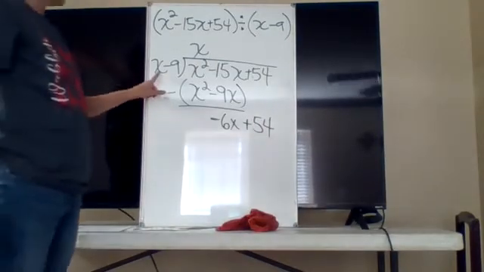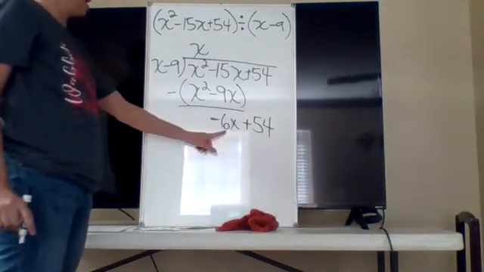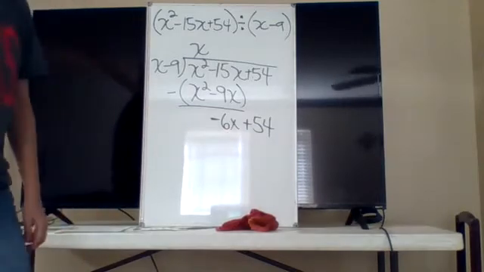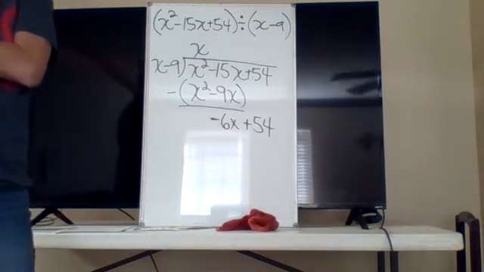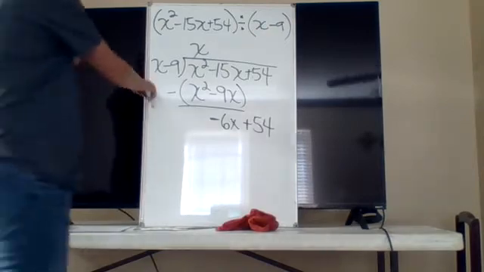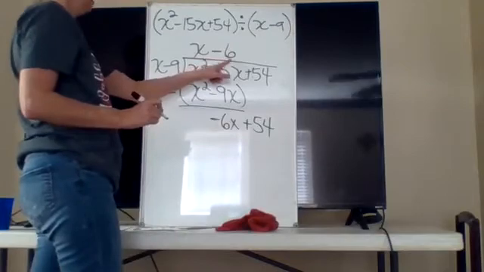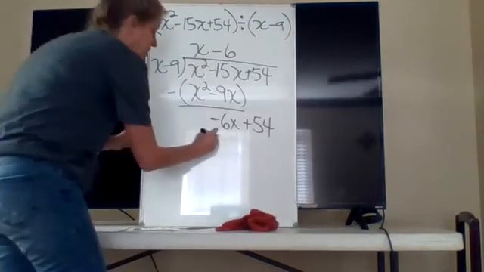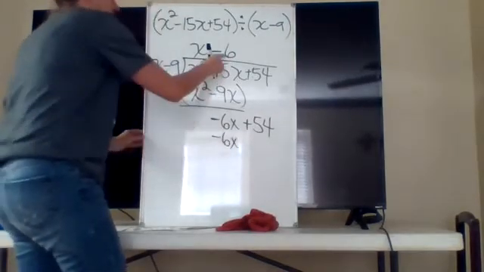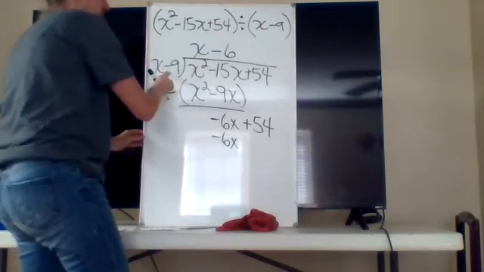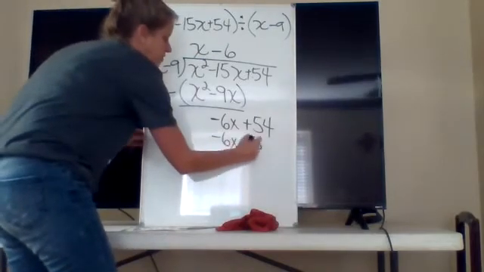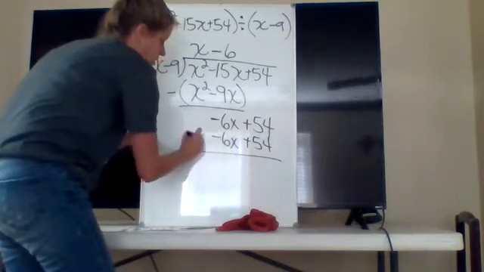And then start all over. What do you need to multiply x by to turn it into negative 6x? Well, you need to multiply the x times negative 6. Negative 6 times x is negative 6x. Negative 6 times negative 9 is positive 54. And then subtract it.